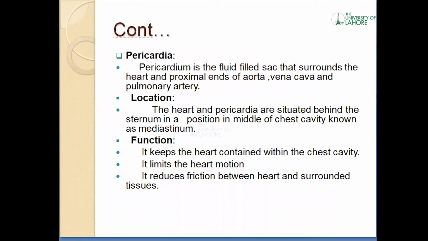What is the pericardium? The pericardium is the fluid-filled sac that surrounds the heart and the proximal ends of the aorta, vena cava, and pulmonary artery. It can be divided into three layers: the fibrous pericardium, the parietal pericardium, and the visceral pericardium. The parietal and visceral pericardium together form the serous pericardium. The two layers of the serous pericardium are continuous with each other.